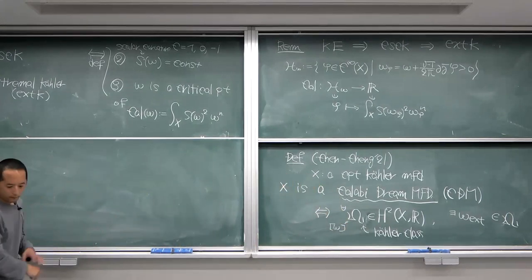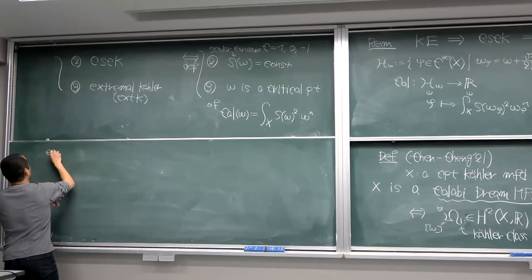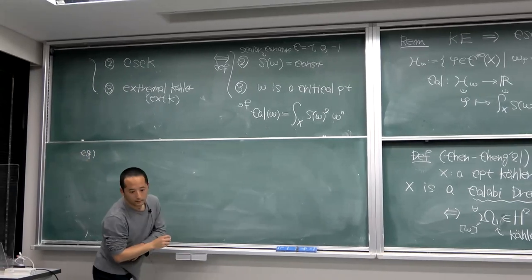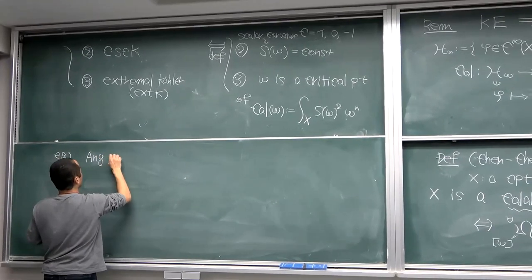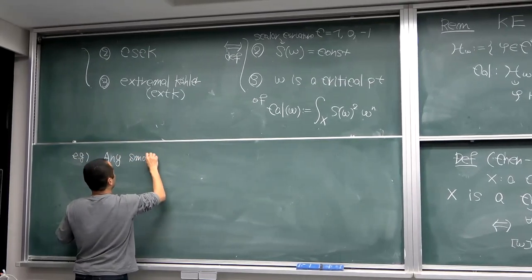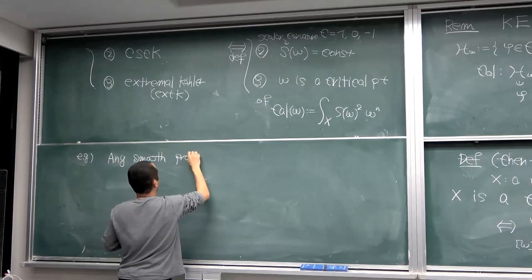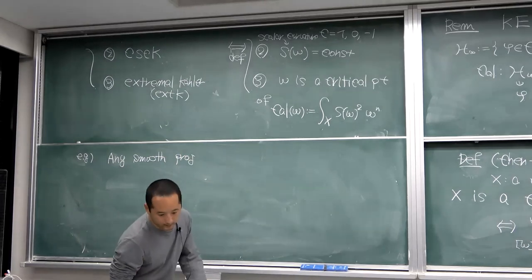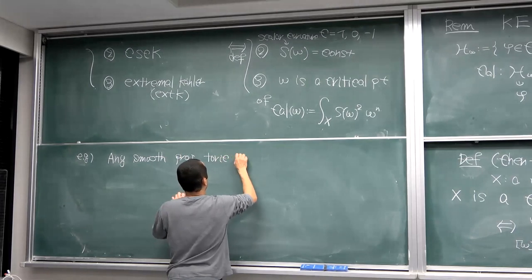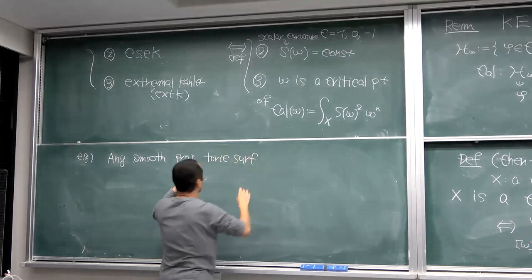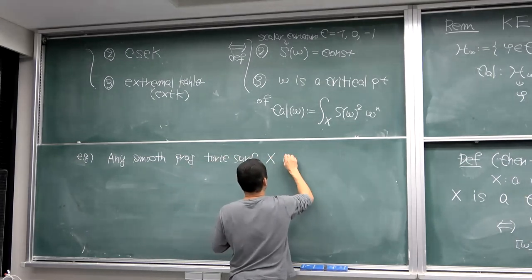And one of the typical examples is projective toric varieties, and especially any smooth projective toric surface. Of course, there are many examples of CDM. And one example is this lower dimensional toric variety. And this X is CDM.